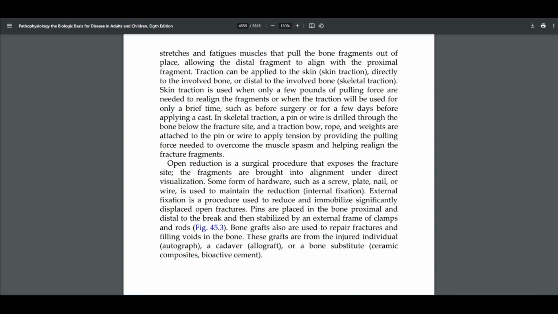Skin traction is used when only a few pounds of pulling force are needed to realign the fragments, or when the traction will be used for only a brief time, such as before surgery, or for a few days before applying a cast. In skeletal traction, a pin or wire is drilled through the bone below the fracture site, and a traction bow, rope, and weights are attached to the pin or wire to apply tension by providing the pulling force needed to overcome the muscle spasm and helping realign the fracture fragments.